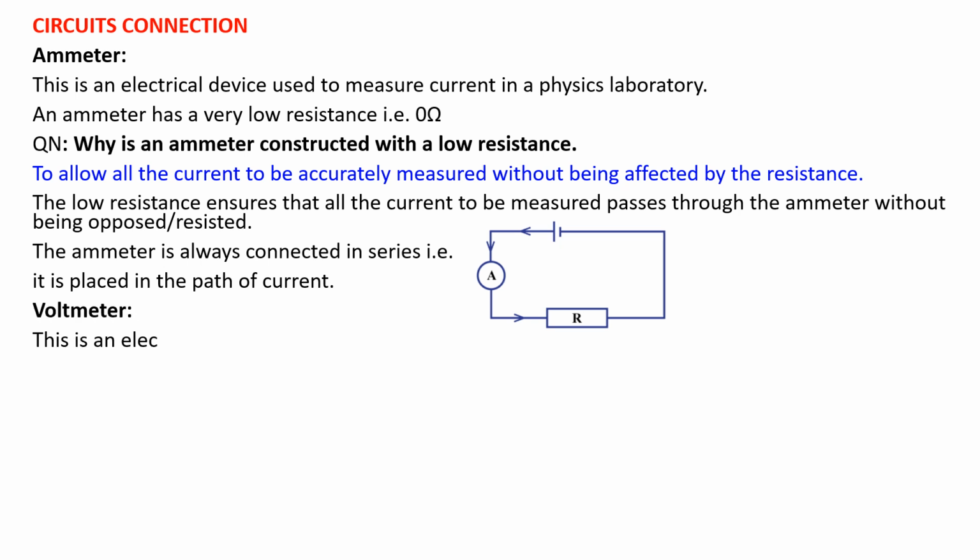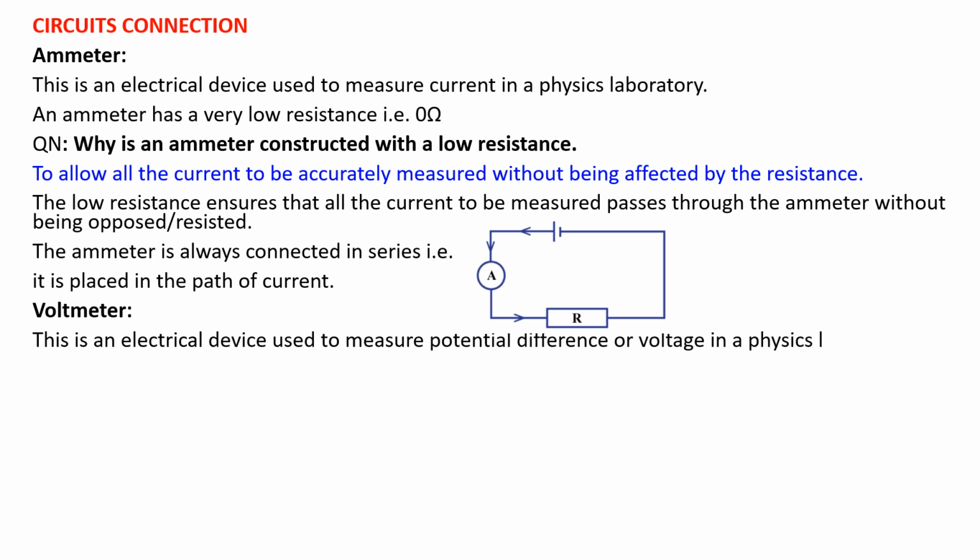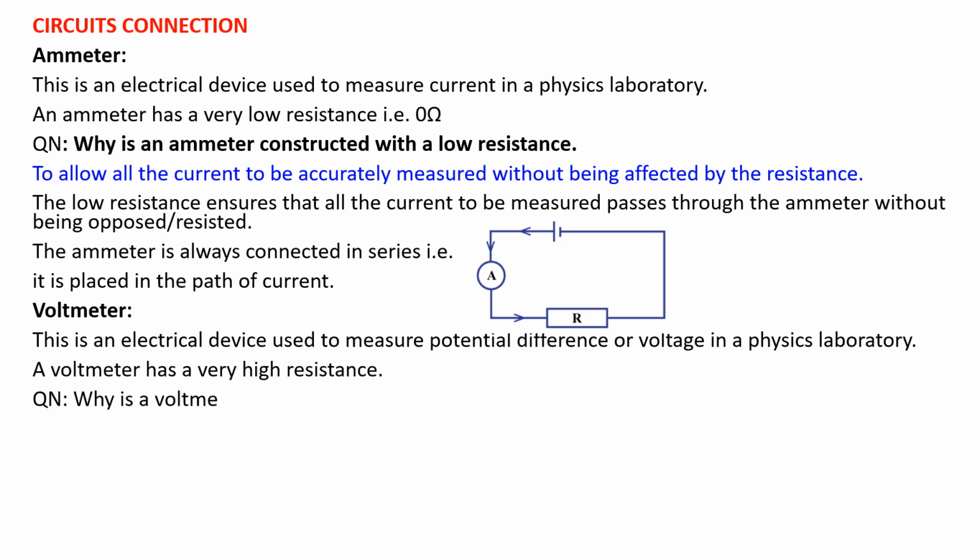Voltmeter. It's used in the laboratory to measure the potential difference, or the PD, or voltage in a physics lab, in a physics experiment. It has high resistance. Why? Because we do not want current to pass through it. We don't want current to pass through a voltmeter. So all the current should pass through the appliance.